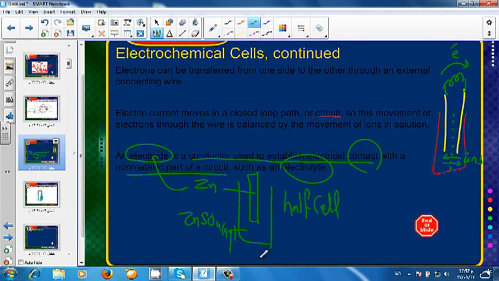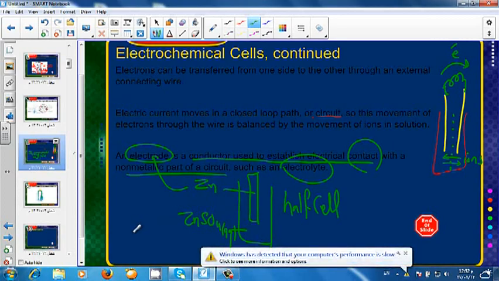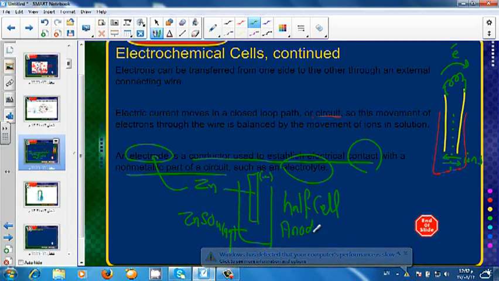What does this half cell represent? It represents the oxidation half cell, the part that is considered the source of electrons, because zinc here is oxidized, it loses electrons, and the zinc ions separate into the solution. Of course, it represents the negative electrode, which is the anode.